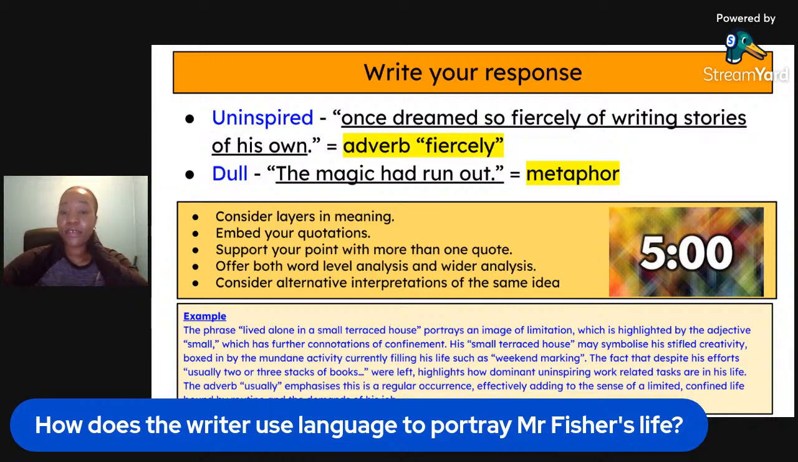Okay, 1 minute left for these points, 1 minute left, and then we'll have a look at the paragraph for these points. And again, you can share your paragraphs if you want feedback.